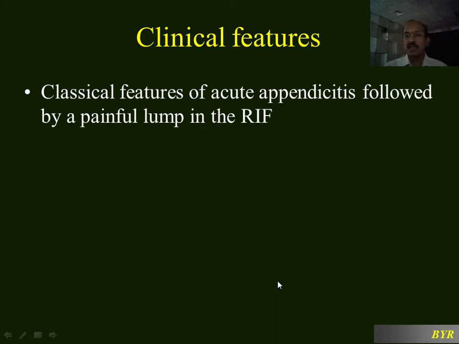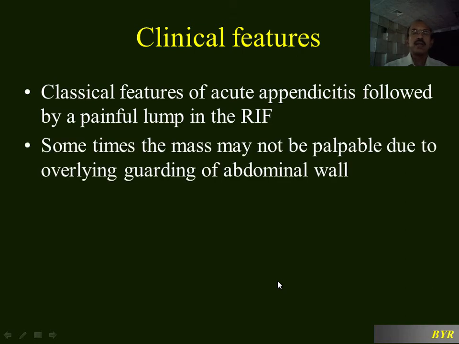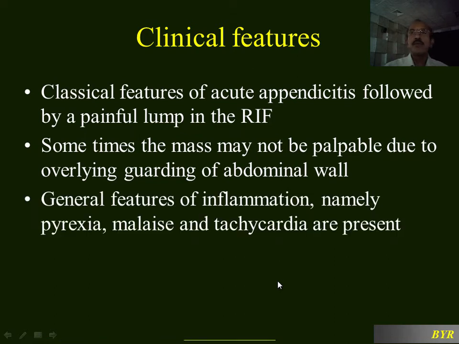Clinical features are the classical features of acute appendicitis followed by a painful lump in the right iliac fossa. Sometimes the mass may not be palpable due to overlying guarding of the abdominal wall. But by the 3rd or 4th day, the inflammation subsides and you will be able to feel the mass. General features of inflammation, namely pyrexia, malaise, and tachycardia are present.